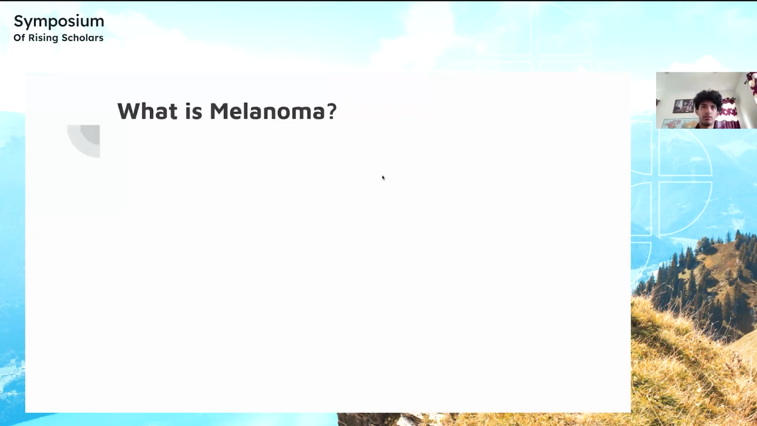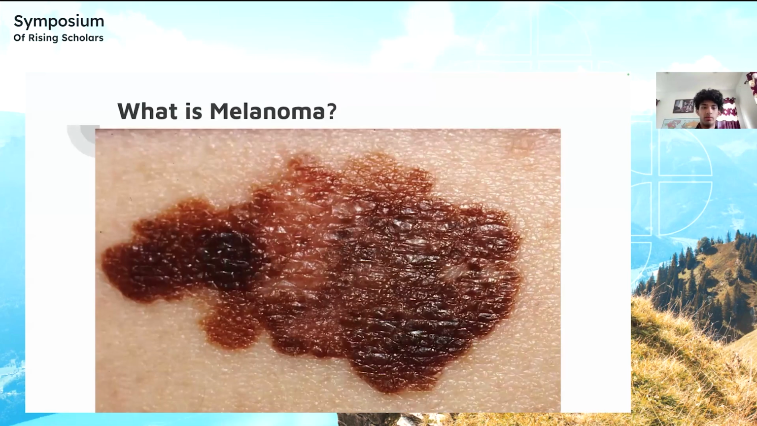First, the introduction. So what is melanoma? The image is an example of a malignant melanoma skin lesion. Melanoma is a type of skin cancer that develops in the melanocytes located near the bottom of the epidermis, which is the outermost skin layer. It's caused by exposure to UV radiation, which damages skin cells. Although it's the least common form of skin cancer, it's the most deadly.